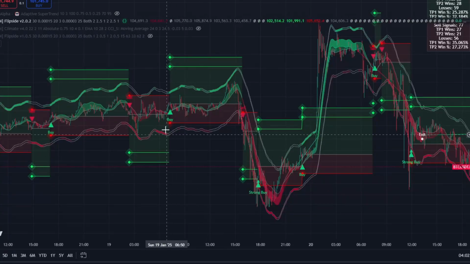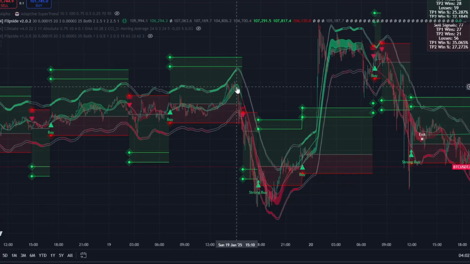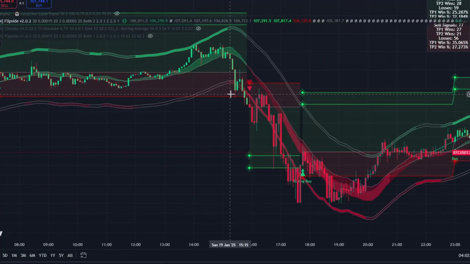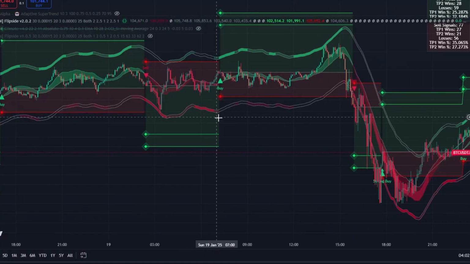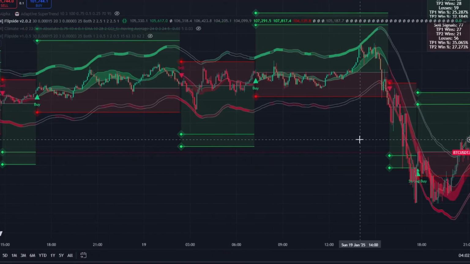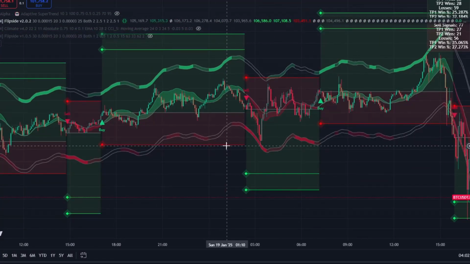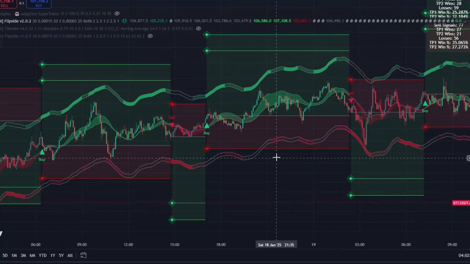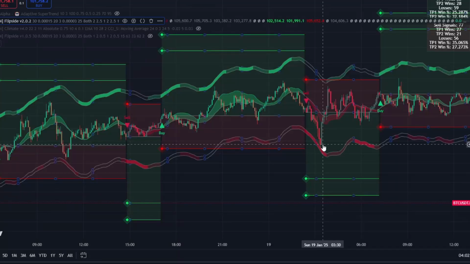This one was good. This one, it looks like this one actually lost right before the new one came in. Ugh, hate to see that. This one you could have took some profit right here.